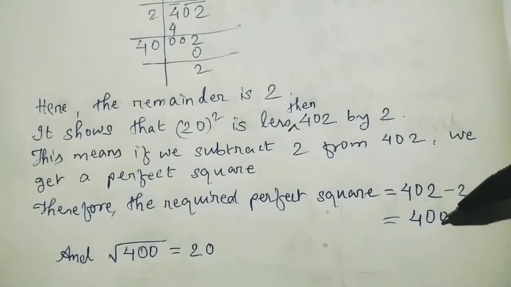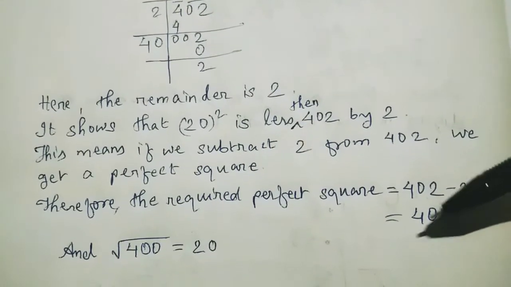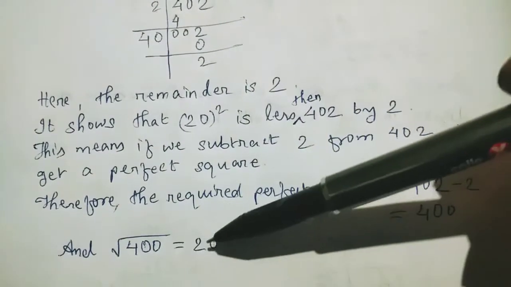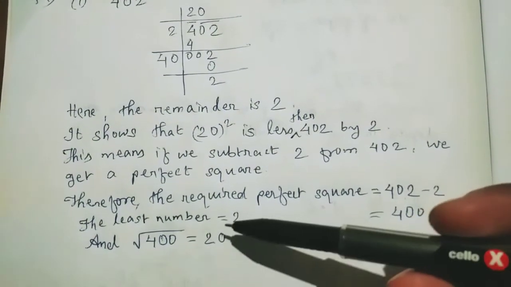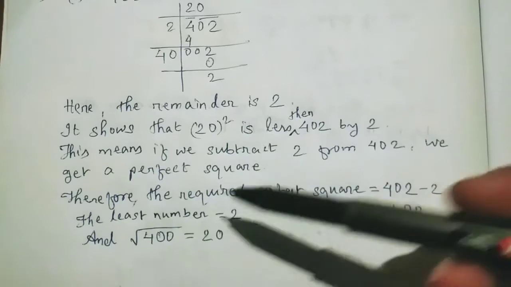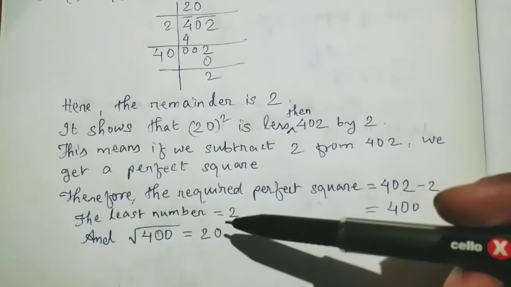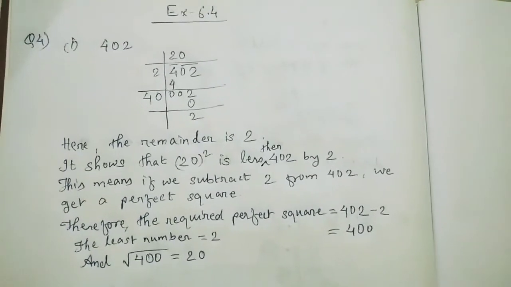So 400 is the perfect square and you have to take out the square root of the perfect square. So the square root of 400 is 20. Okay, so here you can see the least number is 2, and the square root of this perfect square is 20. So this is the answer. In this way you have to do this question.